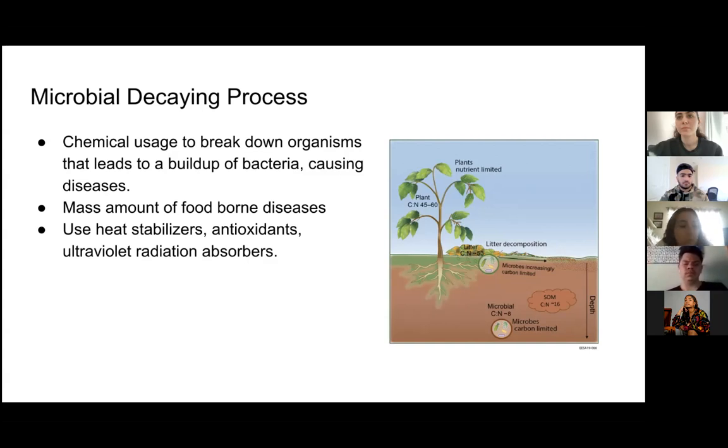In order to prevent future chemical pollution from decomposition, we could use things like heat stabilizers, which prevent decomposition, antioxidants that use oxygen to prevent the process, and mildew proofing, which protects plastics from bacteria or mold.